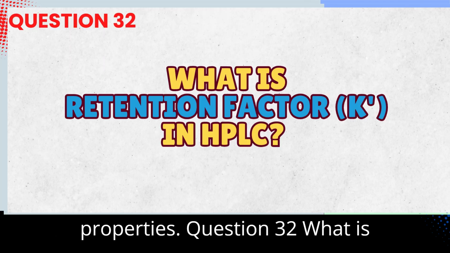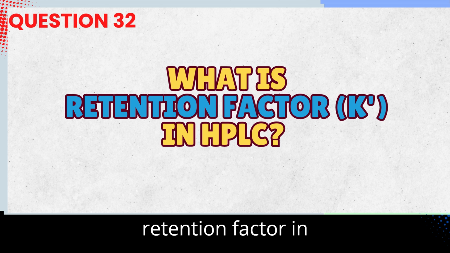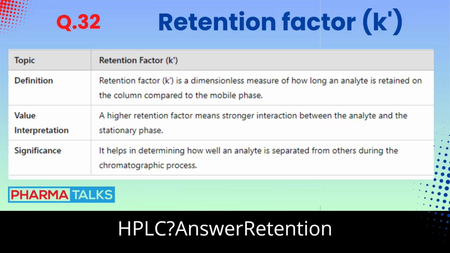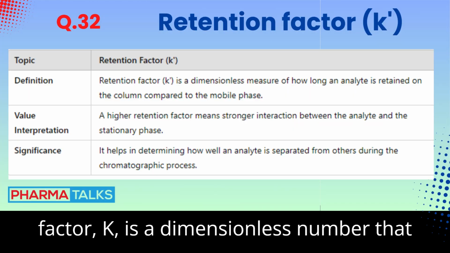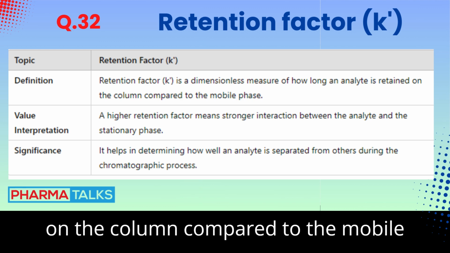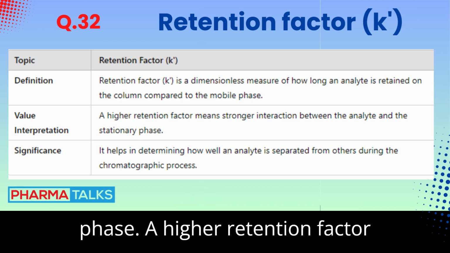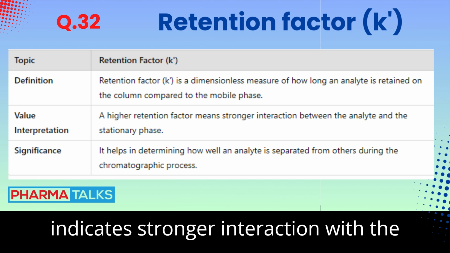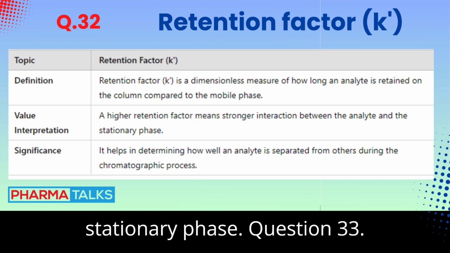Question 32. What is retention factor, k, in HPLC? Answer. Retention factor, k, is a dimensionless number that describes how long an analyte is retained on the column compared to the mobile phase. A higher retention factor indicates stronger interaction with the stationary phase.